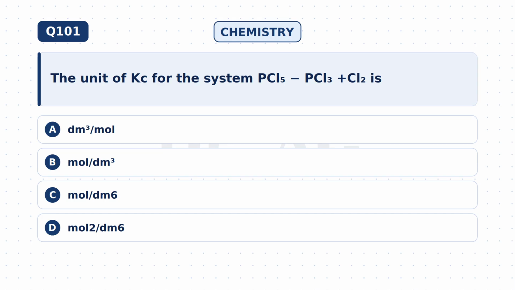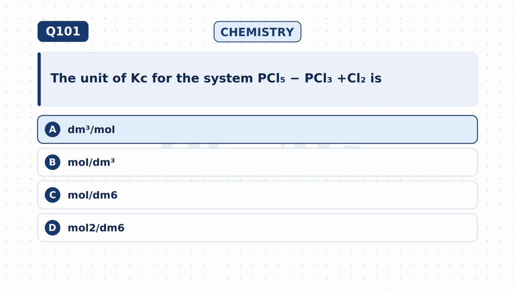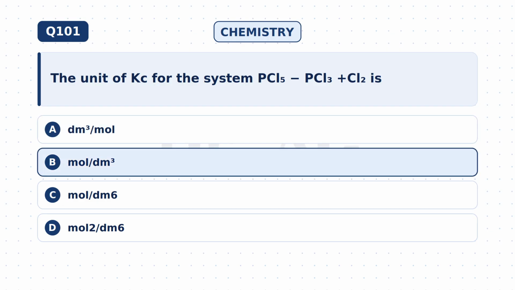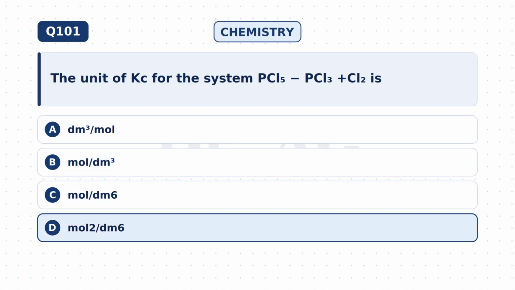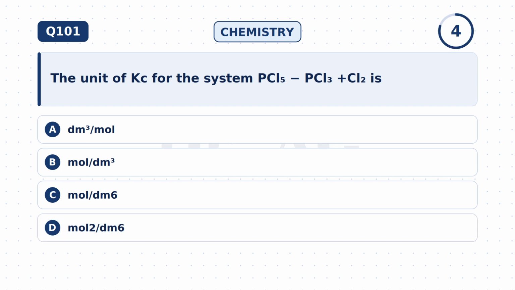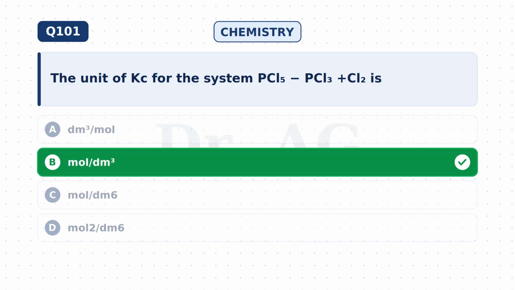Question 101. The unit of Kc for the system phosphorus pentachloride to phosphorus trichloride plus chlorine is. Option A, decimeter cube over mole. Option B, mole over decimeter cube. Option C, mole over dm6. Option D, mole2 over dm6. The correct answer is B, mole over decimeter cube.